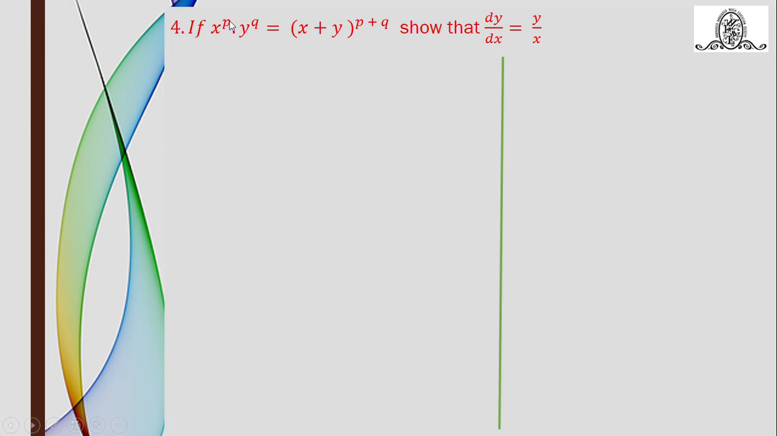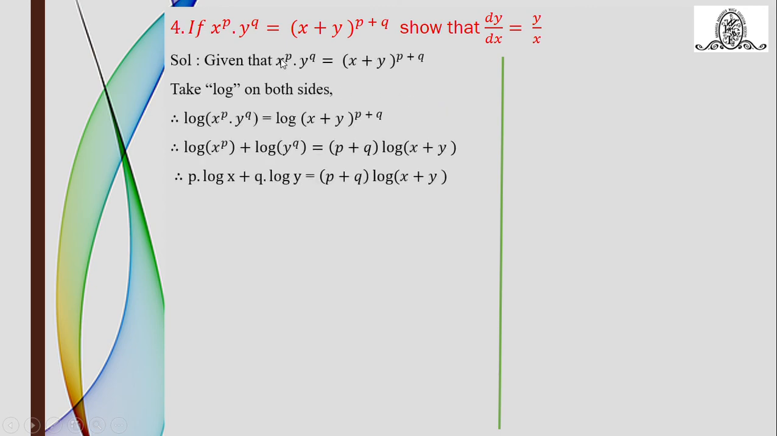Next, x raised to p into y raised to q is equal to x plus y raised to p plus q. Here the question is once again to show that dy by dx is equal to simply y upon x. Now the given function is quite complicated, students. x raised to p into y raised to q whole bracket raised to p plus q. So in this example, if you take logarithm first, it will be simpler to differentiate further.